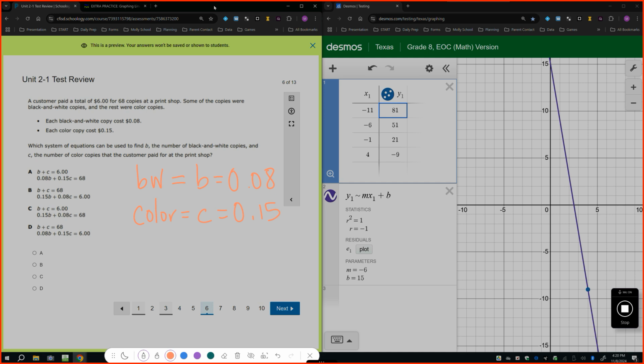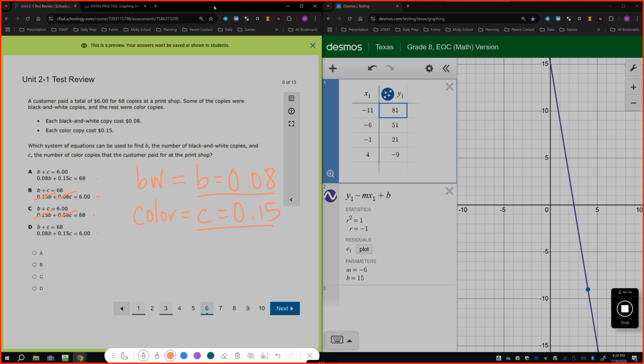Okay, so from here, I can use this part to help me eliminate these bottom equations. B should be with 0.08. Well, here it's not. C should be with 0.15, and here it's not. So I've eliminated 2 answer choices just by looking to see which ones have the right numbers with them.